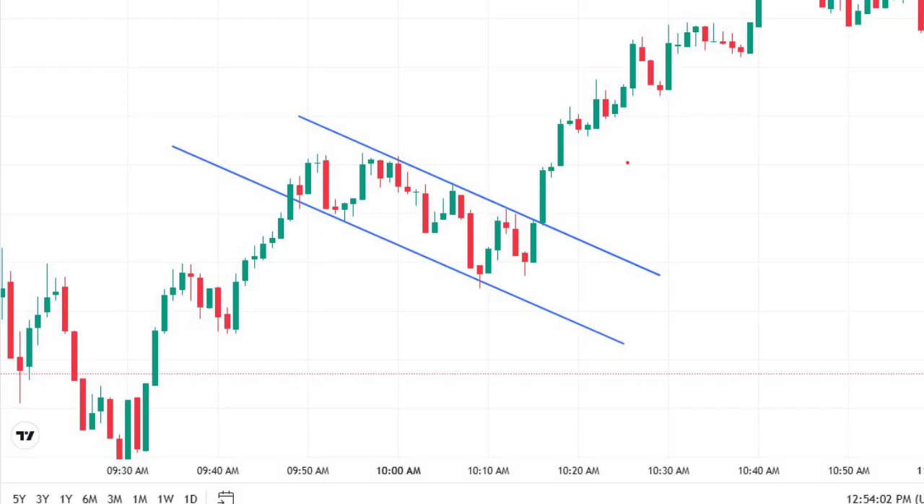Number 1, the rally base rally, demand. Here's the setup. Price starts rallying up. Then it stops and trades sideways for a period. This sideways action is the base. It represents the institution accumulating, buying. After the base, price explodes higher in a strong rally.